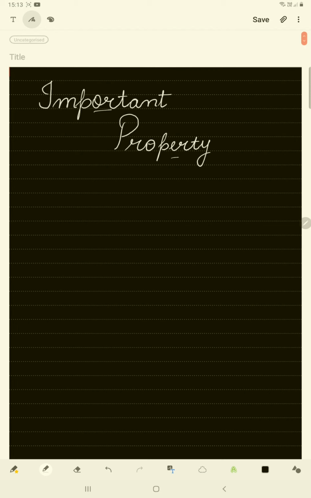Hello friends, so today we are going to do another important property. So we are just left with two of our important properties for the definite integration. So one of it is this.